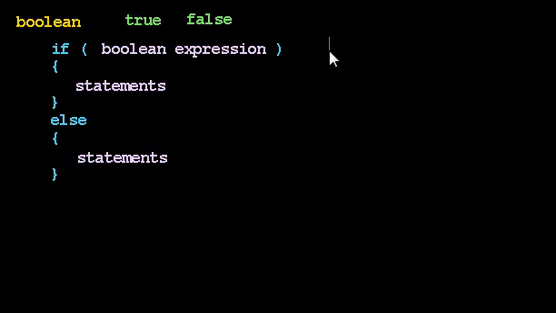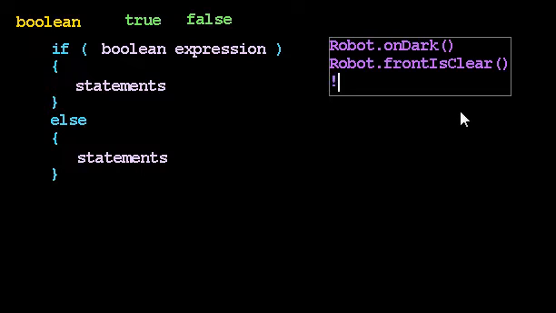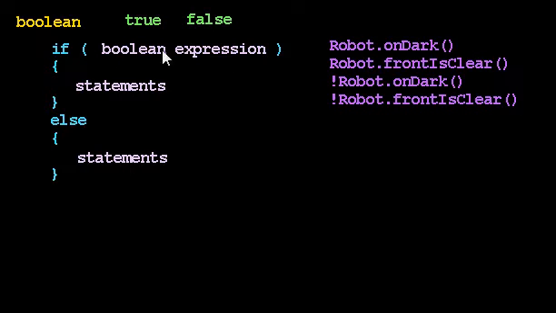Okay, so we've seen some Boolean expressions. For example, we've seen robot on dark. We know how to write robot front is clear, and these are two Boolean operations that are given to us by the robot world. We also know that we can negate a Boolean expression. So if we negate robot on dark, we say not robot on dark. Then if robot on dark is true, then not robot on dark will be false. And likewise, not robot front is clear really means the front is blocked, because when front is clear is true, this will be false. When front is clear is false, we'll get back true. And we can use these expressions in the parentheses of our if condition.